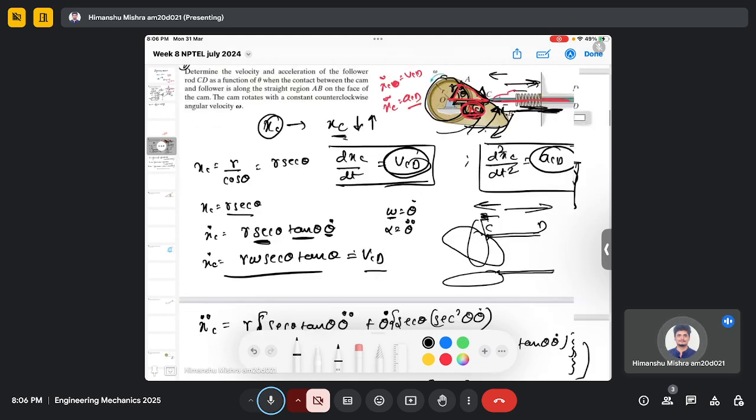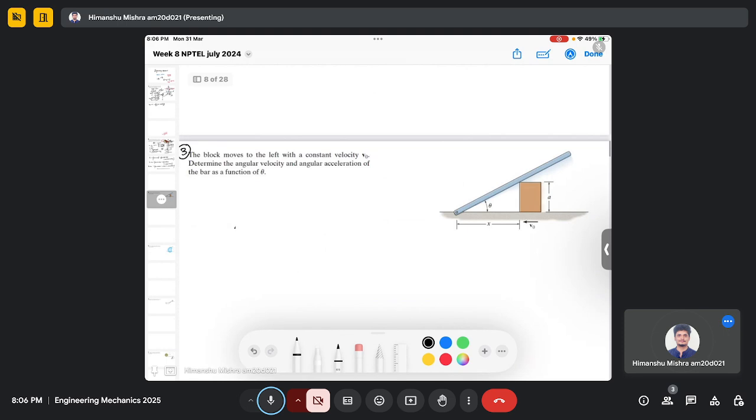So let's see one more similar problem. Here the block moves to the left with a constant velocity v0. Determine the angular velocity and angular acceleration of the bar as a function of theta. As you can see, as this block is moving in the left direction, the bar will rotate, and we need to find the angular velocity and angular acceleration of this rotation. So it is an opposite problem to what we have seen.